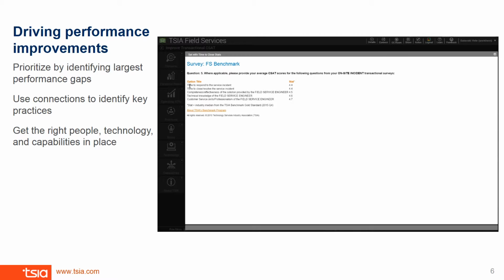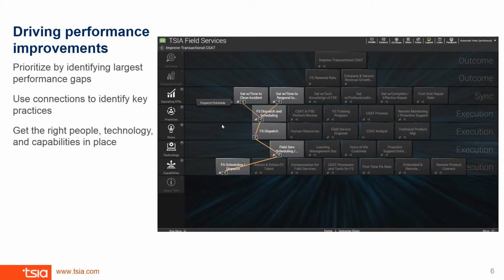In this case, you see that the time to respond to the service incident has a median satisfaction score of 4.4. Now let's assume that after you compare your performance to all of the other KPIs, this is where you have the largest gap in performance and where you want to start your improvement initiatives. As I shared earlier, there's a very strong cause and effect relationship between these KPIs and the practice of having a dispatch and scheduling system in play.